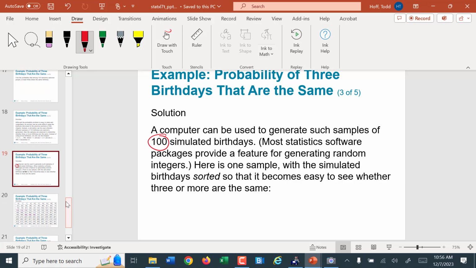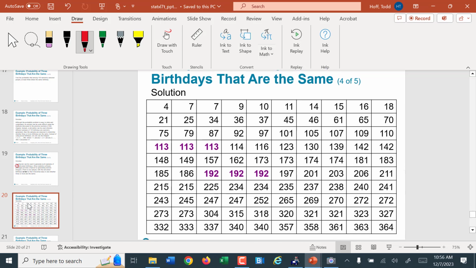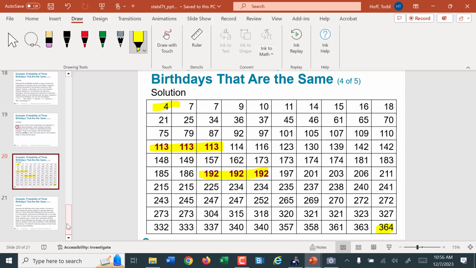So here we could use a computer simulation to just randomly select numbers between 1 and 365 to simulate people's birthdays. We set up a computer simulation to generate 100 numbers between 1 and 365, and then we sort them from smallest to largest. Then we look through the list here. We see that we got 3 that are at 113 and 3 that are 192. So we not only got 3 birthdays on the same day, we had 2 sets of 3 birthdays on the same day. And for our simulation, this was one run, or one trial.